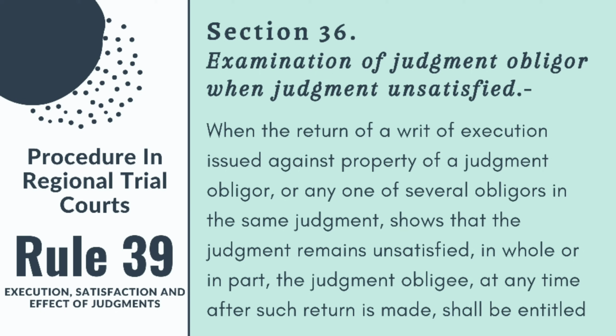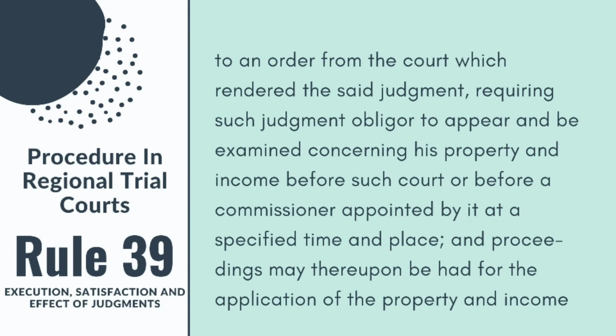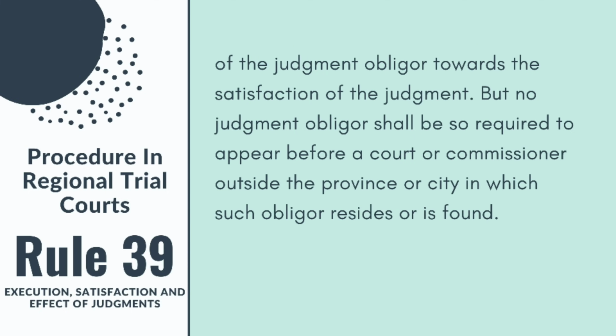any time after such return is made, shall be entitled to an order from the court which rendered the said judgment, requiring such judgment obligor to appear and be examined concerning his property and income, before such court or before a commissioner appointed by it, at a specified time and place, and proceedings may thereupon be had, for the application of the property and income of the judgment obligor, towards the satisfaction of the judgment. But no judgment obligor shall be so required to appear before a court or commissioner outside the province or city, in which such obligor resides or is found.